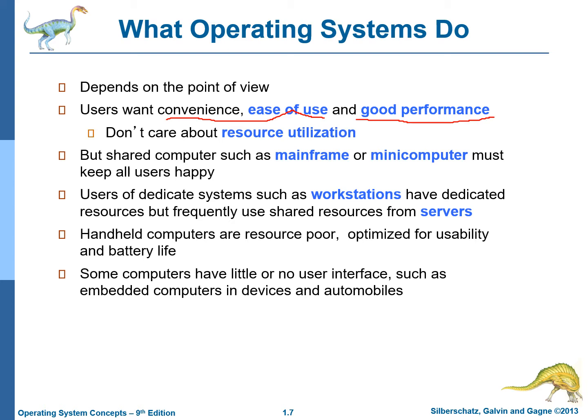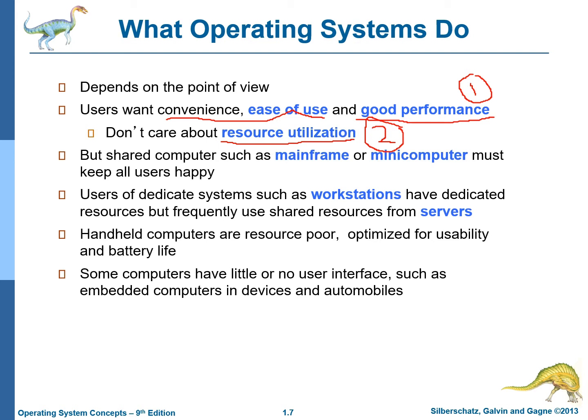And the second objective of operating system is effective resource utilization. So these are the primary objectives of operating system. The first objective is the user should have a good experience while using the operating system, and the second objective is effective resource utilization. These objectives vary with the type of operating system.